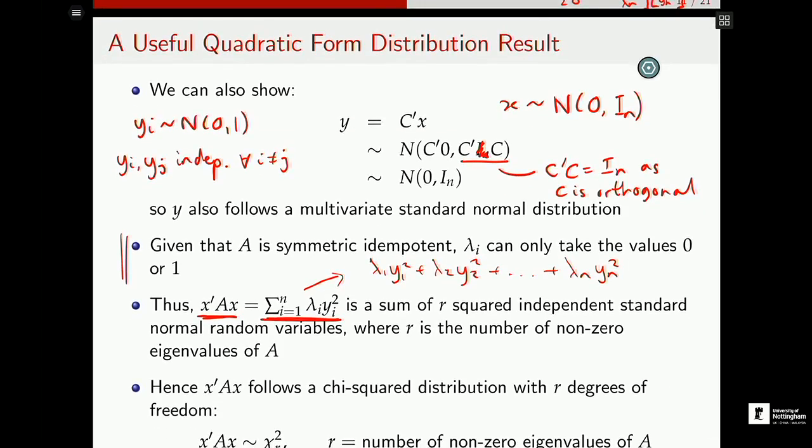Now, if we have a standard normal random variable and we square it, what's the distribution? Squared standard normal? Chi-squared, how many degrees of freedom?